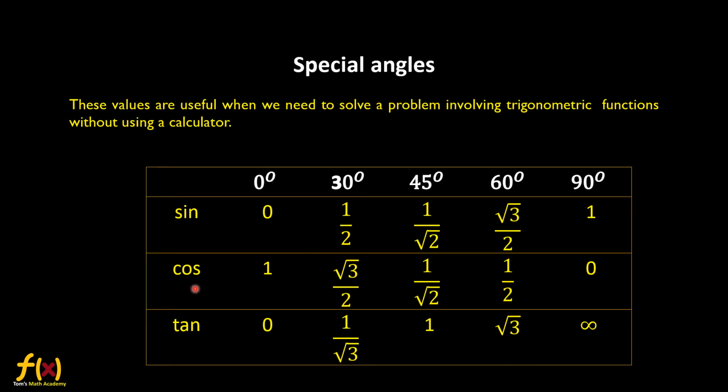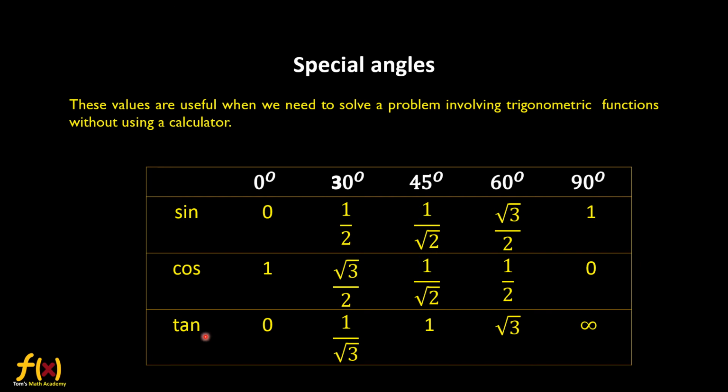Now writing the cosine values, cos values are easy. You write in the reverse order. Start from the last, 1, then root 3 over 2, then 1 over root 2, then half and then 0. Is it not easy? Very easy.